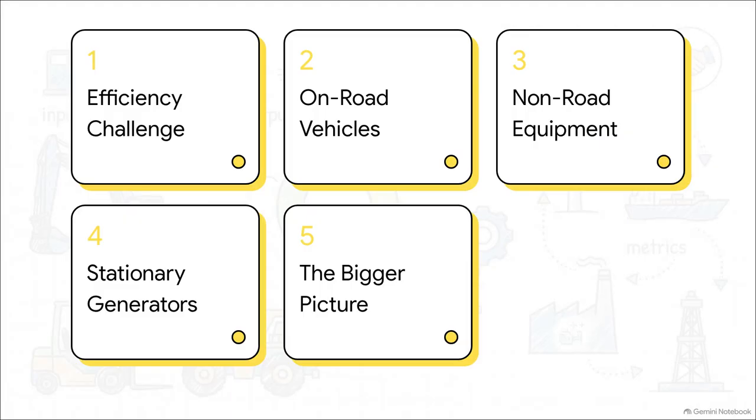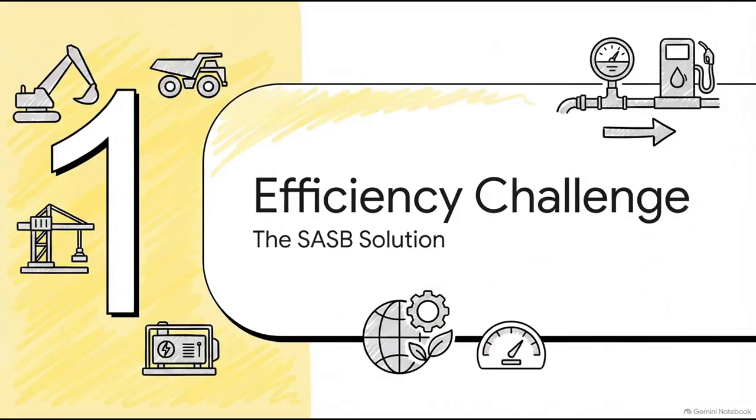So here is our roadmap to demystify this whole thing. First, we'll look at the fuel efficiency challenge overall. Then we'll break down on-road heavy-duty vehicles, non-road construction equipment, and stationary power generators. And finally, we'll wrap up by measuring the bigger picture. Let's start with part 1, the fuel efficiency challenge.